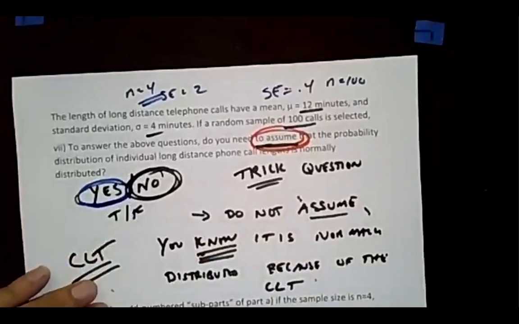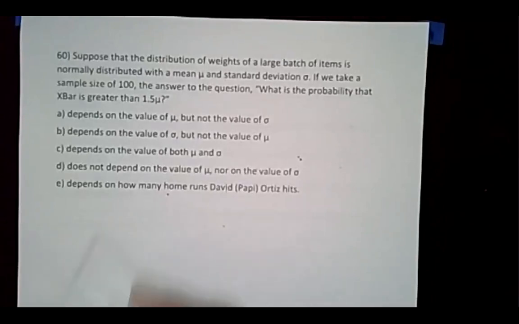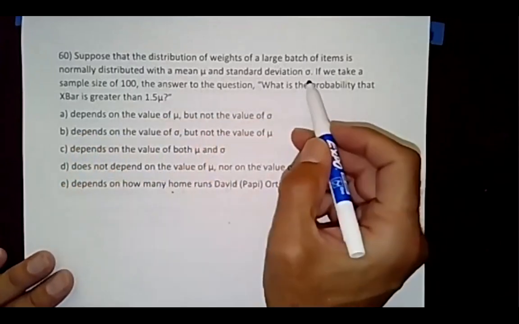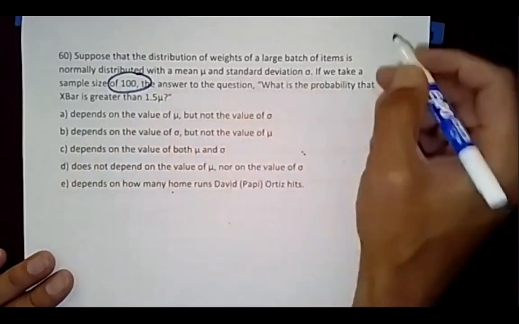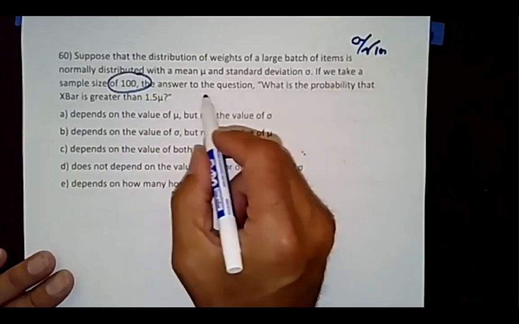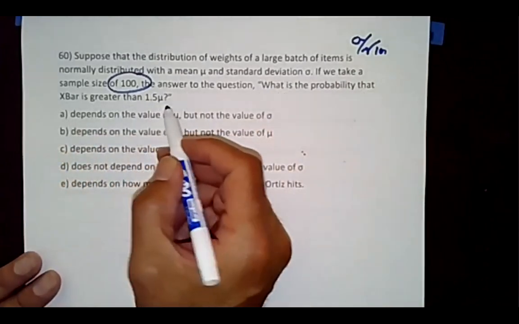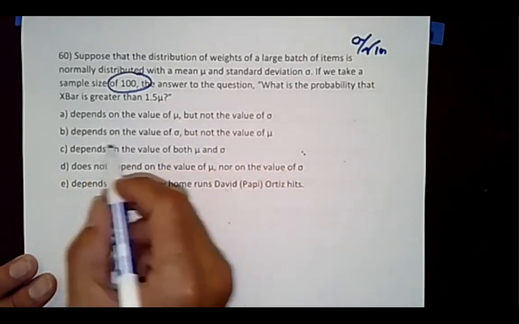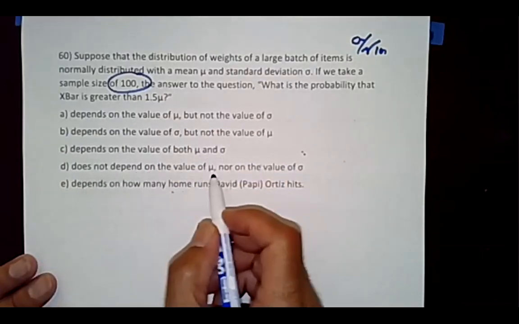These last couple of problems are pretty easy. Suppose the distribution of weights of a large batch of items is normally distributed with a mean of mu and a standard deviation of sigma. If we take a sample of 100, you have the standard error. What's the probability that x bar is greater than 1.5 mu? Depends on the value of mu, but not sigma. Depends on sigma, but not mu. Depends on both mu and sigma. Does not depend on mu, nor sigma.